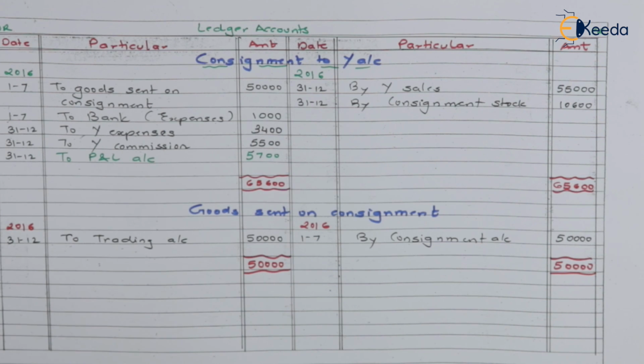So the closing entry that is supposed to be passed in the journal entries is goods sent on consignment account debit to trading account. This is how this account will be closed, as this is the balance that is pending. So let's get that journal entry sheet back and pass the closing entry there.